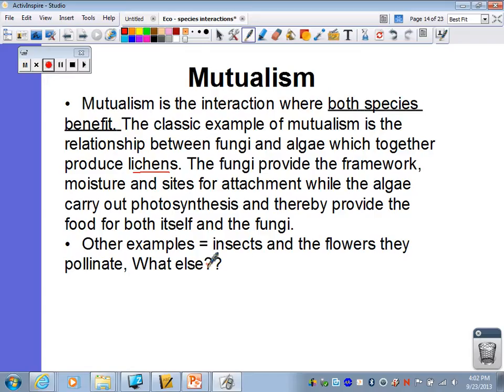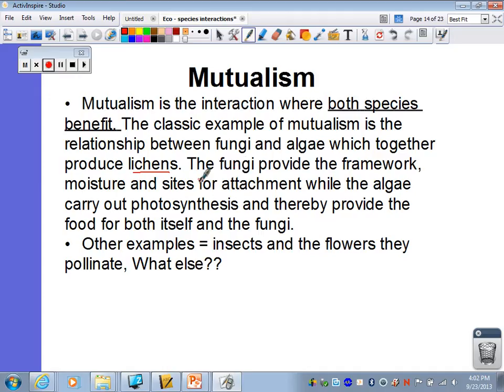Another really good example of mutualism are insects and the flowers that they pollinate. The insects benefit because they get the nectar from the flowers, and the flowers benefit because that's how a flower is able to sexually reproduce. When insects pick up the pollen from a flower and they go to another flower, that will fertilize the next flower. So again, it's a win-win. They both win out of this situation using our 7 habits language.